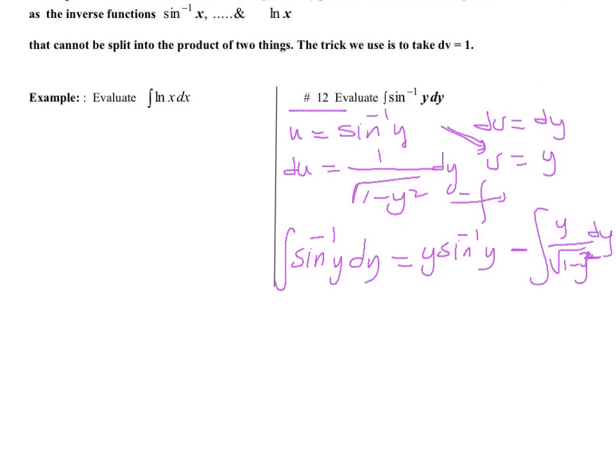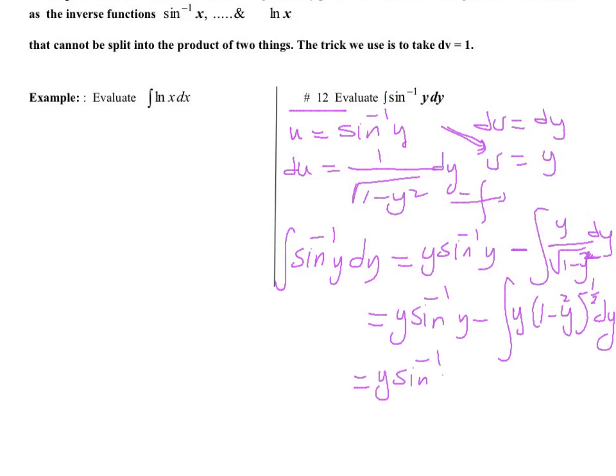Now, this is equal to y sine inverse y minus, we have to look at this like this is now y times 1 minus y squared to the power minus half dy. This is equal to y sine inverse y minus, this is now like u times u prime, but we need a minus 2, so we have to divide by 2, and there is a minus here.